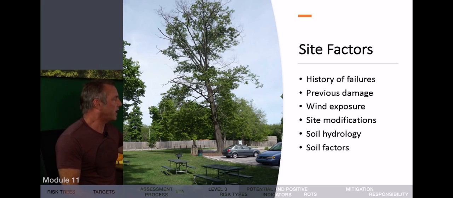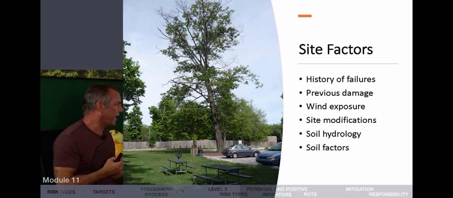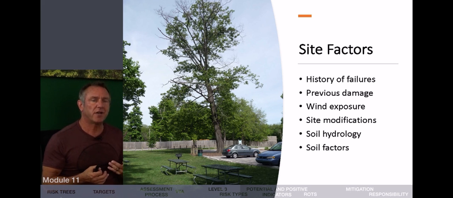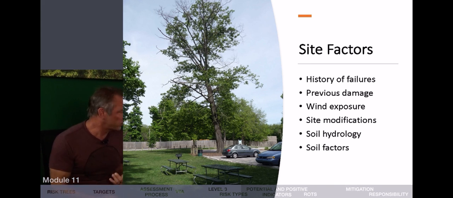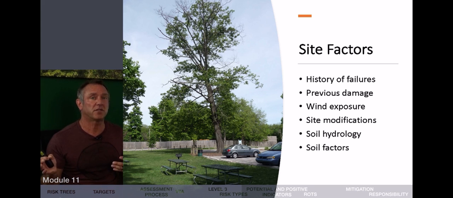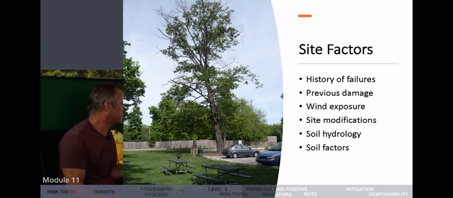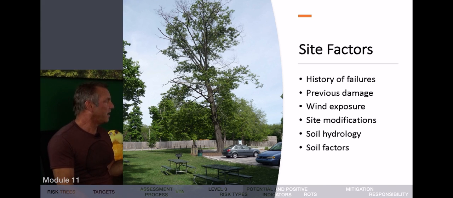So we want to look at previous damage, wind exposure. Has there been any modifications around the site? We'll look at soil hydrology to see if it remains wet for an extended period of time with saturated soils, or maybe sandy soils with poor root holding capacity. So all of those things will play a part in identification of potential for failure.